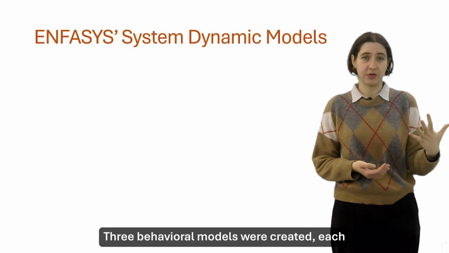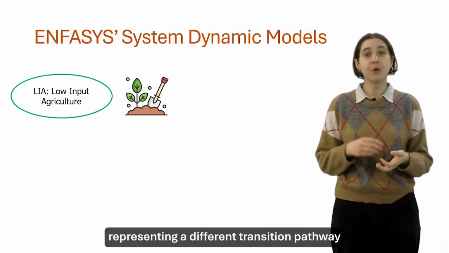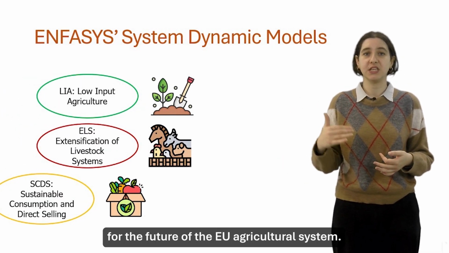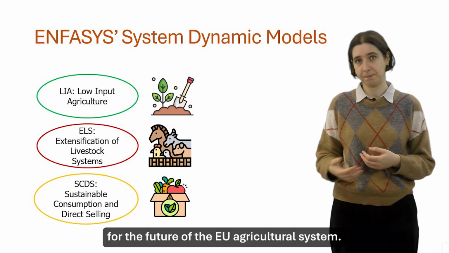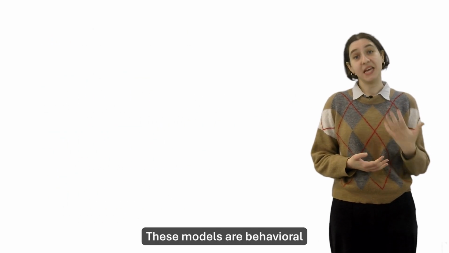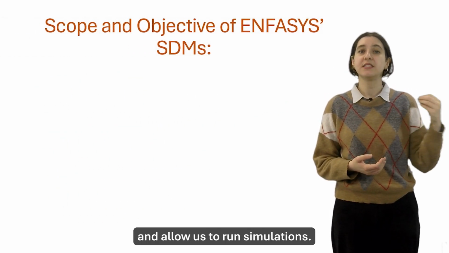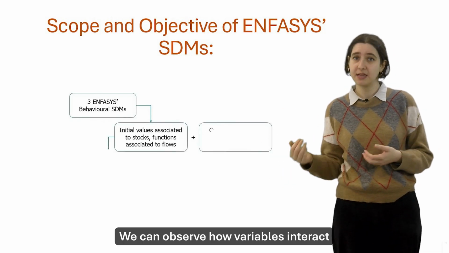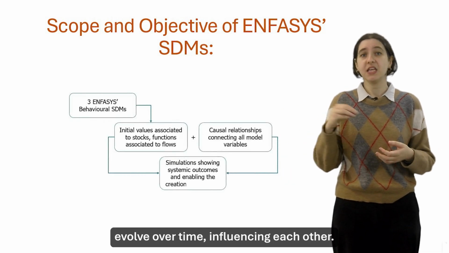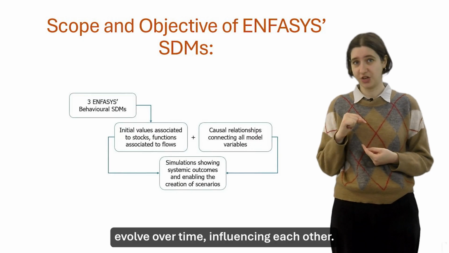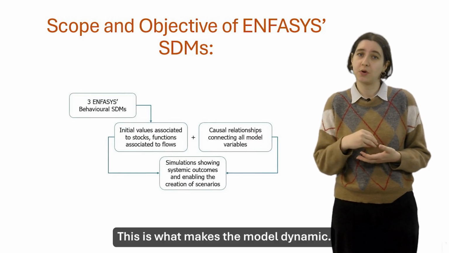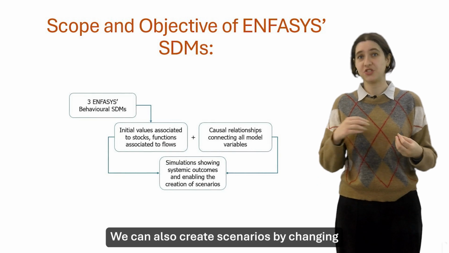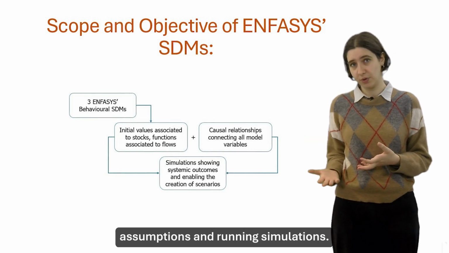3 behavioral models were created, each representing a different transition pathway for the future of the EU agricultural system. These models are behavioral and allow us to run simulations. We can observe how variables interact and how they and the system evolve over time, influencing each other. This is what makes the model dynamic. We can also create scenarios by changing assumptions and running simulations.